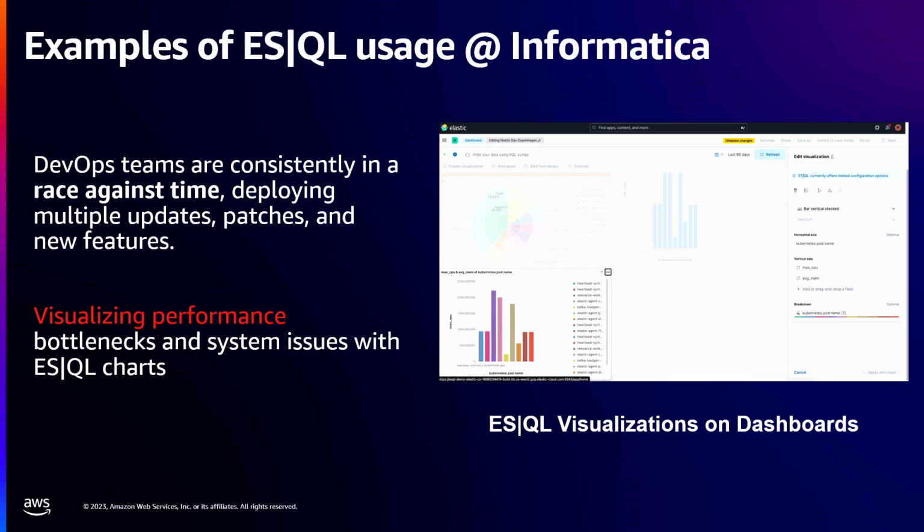Second thing that we'll talk about is, of course, the visualization of it. So DevOps teams are constantly in a race against time, deploying multiple updates, patches, and new features. So visualizing performance bottlenecks and system issues with ES|QL charts is super important for them and can help them a lot. I'll pass it over to James, who's going to do a demo.